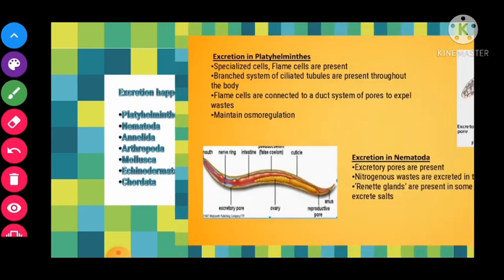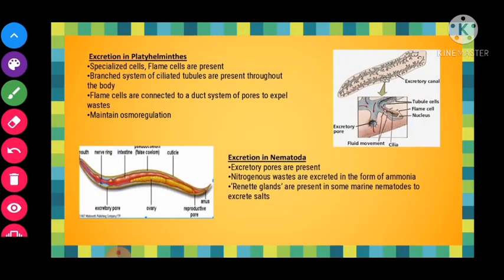We will start with the very first one, that is platyhelminthes. Children, let us see how excretion takes place in platyhelminthes. In platyhelminthes there are specialized cells known as flame cells. A branch system of ciliated tubes is present throughout the body. It is clearly visible in this picture.